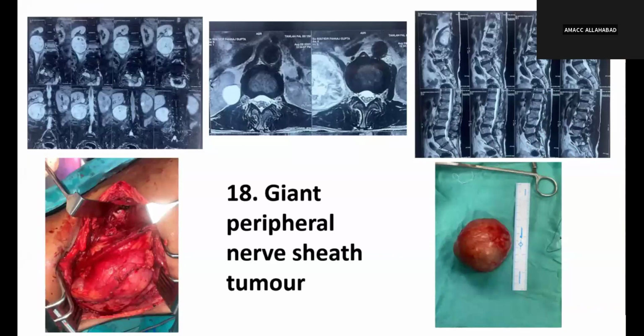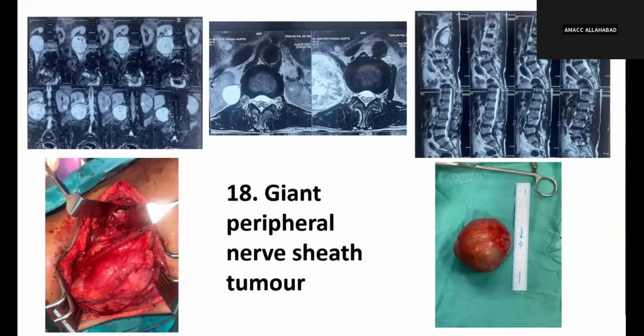Now coming to the peripheral nerve sheath tumors, this is also an interesting case. This is a 65 to 70 year old man who presented to the urology department with a renal mass. He had a right-sided renal mass, a big lump in the lumbar region. After examination, they ordered an ultrasound. Ultrasound showed that it is a renal mass.